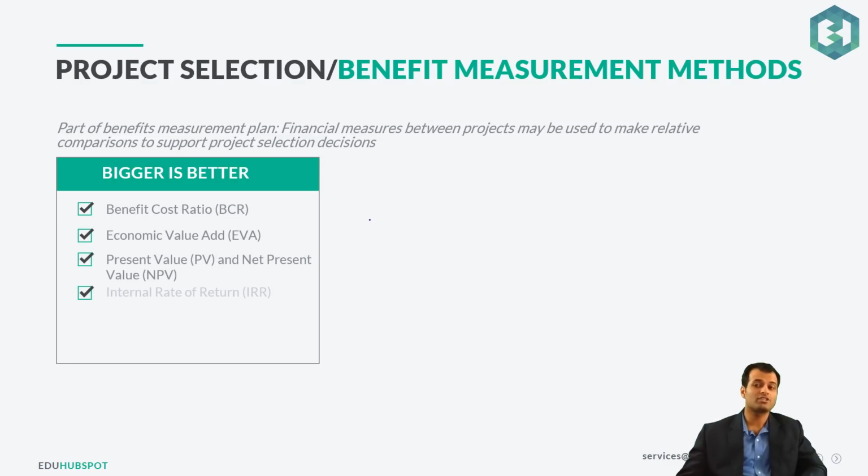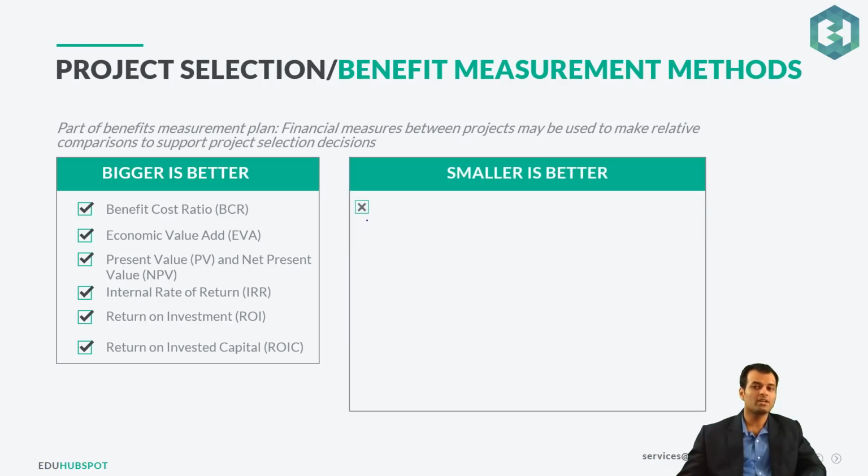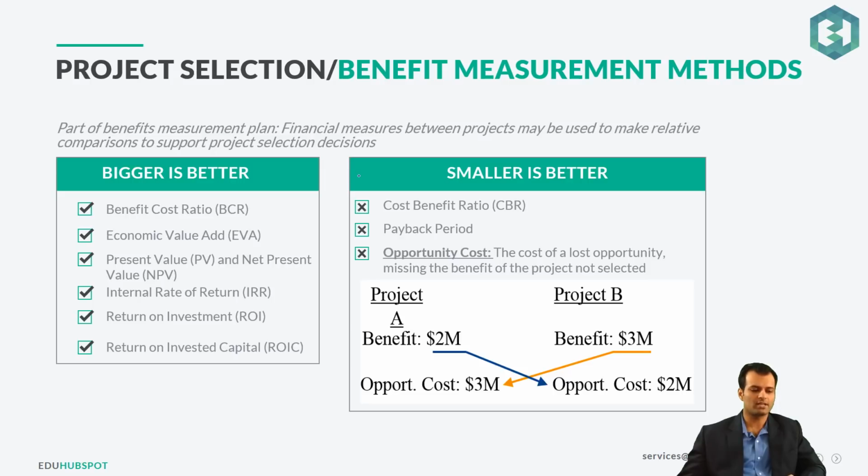Then we have the project selection or benefits measurement methods, an important topic. This is something which is part of your benefits management plan. You may get 3-4 questions in the exam out of this. So it's important. First of all, we have bigger is better. If you are from the finance industry, then this is a good slide for you. But if you're not from the finance industry, you will say, does it mean that this slide is not good for me? No, I won't say that.